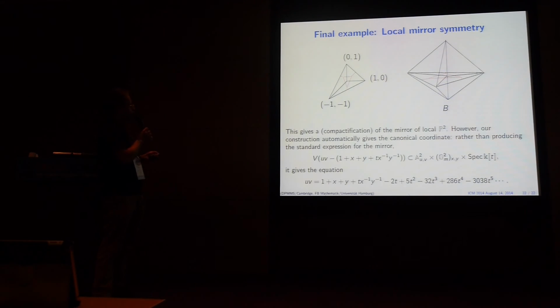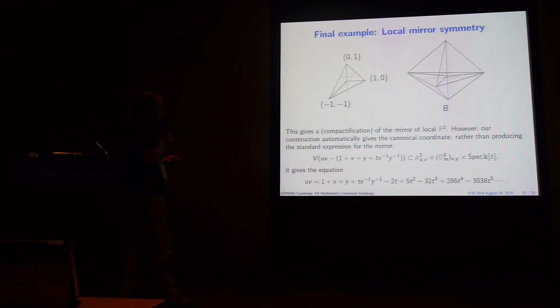And when we apply our construction to this, we get a compactification of almost the standard mirror of local P2. So if you look at the early papers on local mirror symmetry, the mirror to local P2 is the following. It's given by UV equals this Laurent polynomial. This lives on affine space with coordinates U, V, crossed with the algebraic torus with coordinates x and y, and t is our deformation parameter. So this gives a mirror family to local P2.